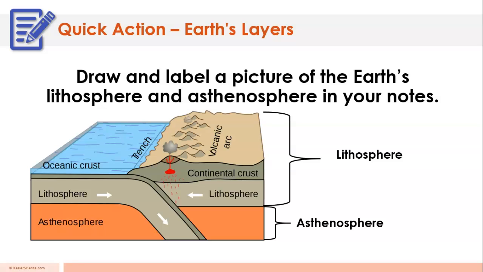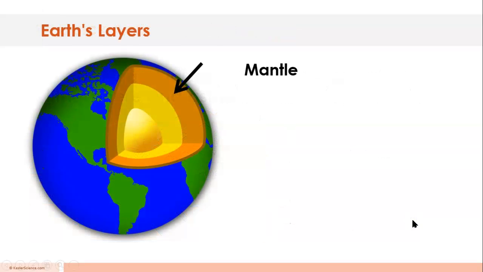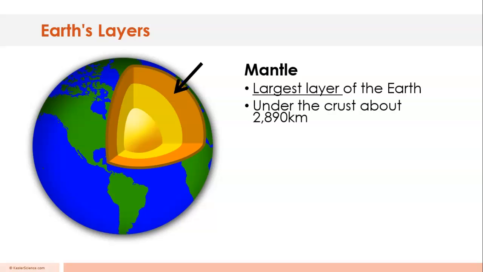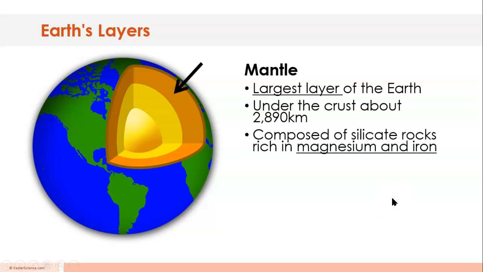Okay, so hopefully you are now back and have finished your diagram. So we're going to take a look at the next layer, which is the mantle. All right, the mantle is the largest layer of the Earth. It extends down about 2,980 kilometers underneath the surface of the Earth. That is approximately 2,000 miles, a little less than that, 1,800 miles or so. It's made up mostly of silicate rocks, which have silicon in them, as well as a lot of magnesium and iron.